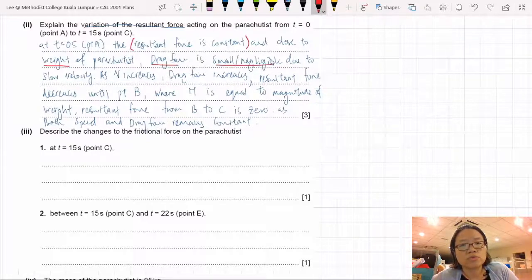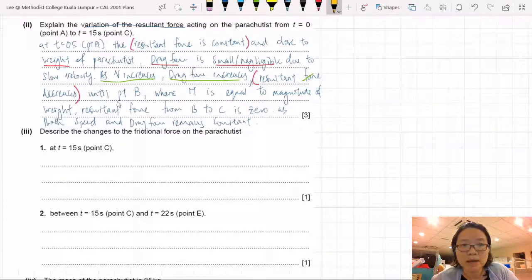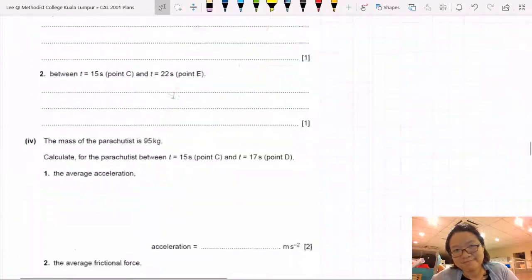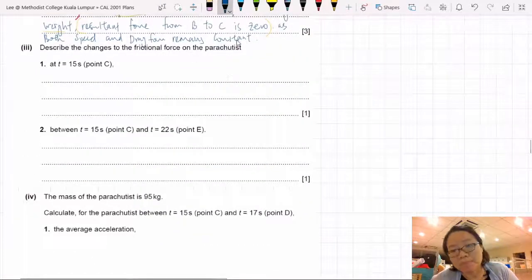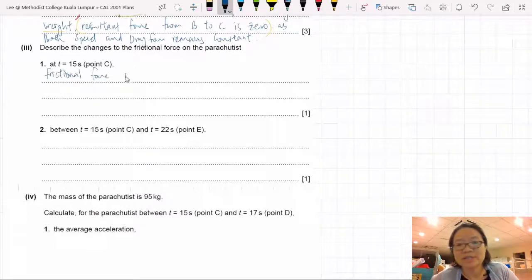So I'm going to show you roughly where the marks are. If you say the resultant force is constant and equal to the weight because drag force is negligible, there is 1 mark. If you say drag force then increases because the speed increases, and because of this resultant force decreases, that's the 2nd mark. And then you say at point B, drag force is equal to the magnitude of weight and resultant force is 0. This is the 3rd mark. So the resultant force is 0. Speed doesn't change, drag force no change. Okay? Same thing happens after you open the parachute. Drag force too big, you slow down, drag force decreases until equal to mg. Same speed. You can land safely.